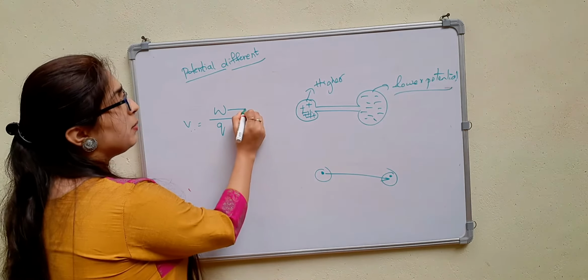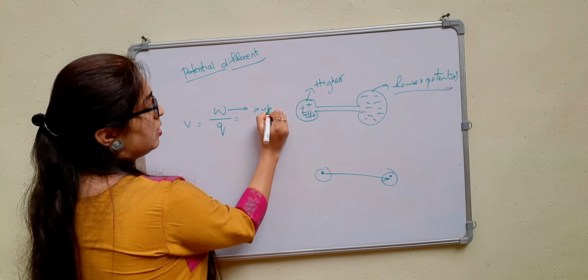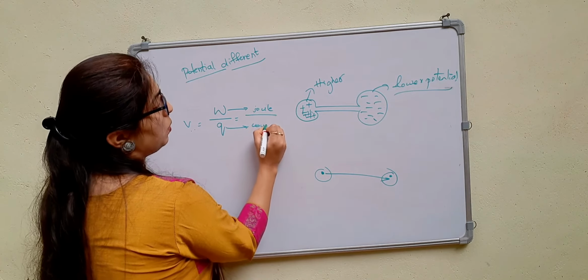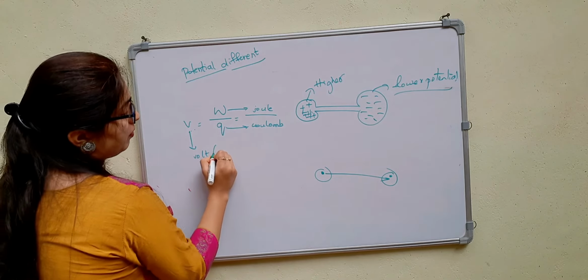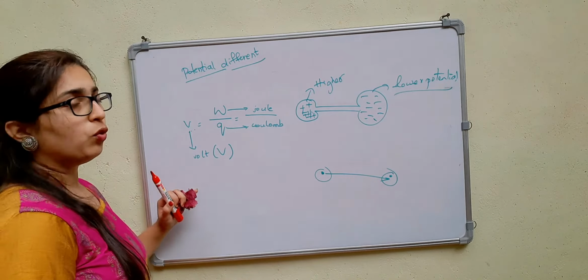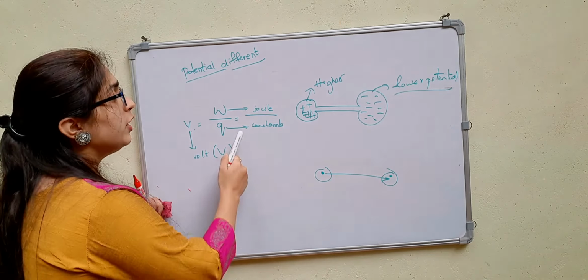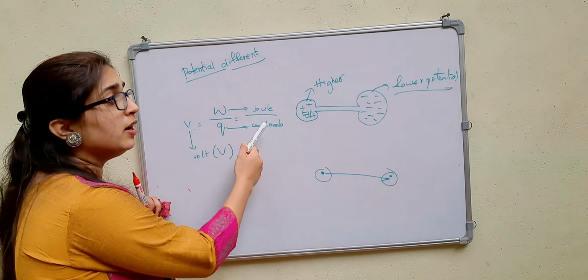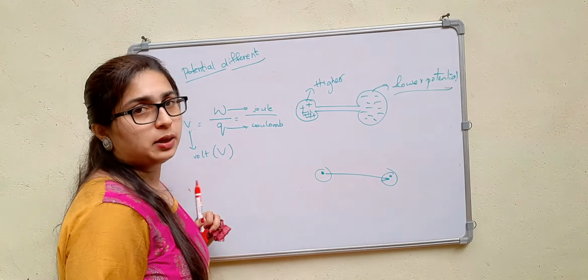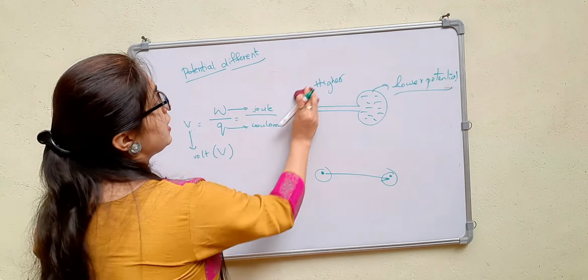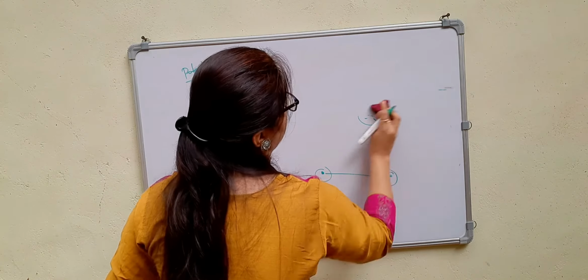So this is nothing but joule per coulomb. SI unit will be volt. So it is said to be 1 volt if 1 joule of work is done in moving 1 coulomb of charge from one point to another point. Okay. Next we will consider power.